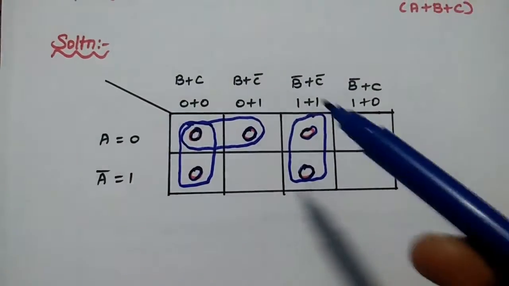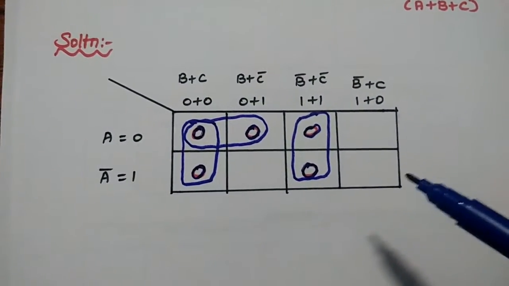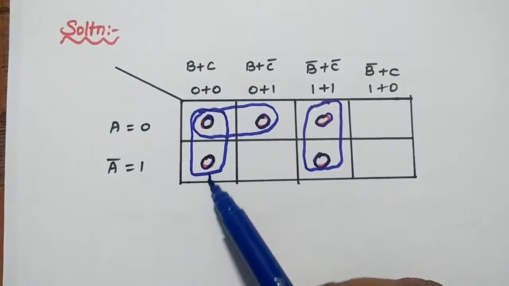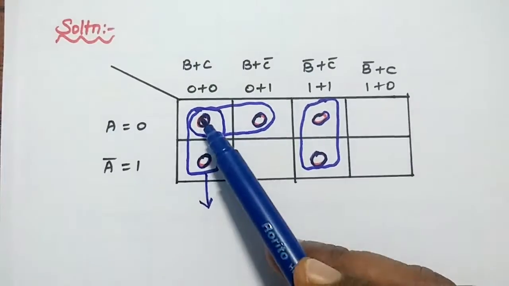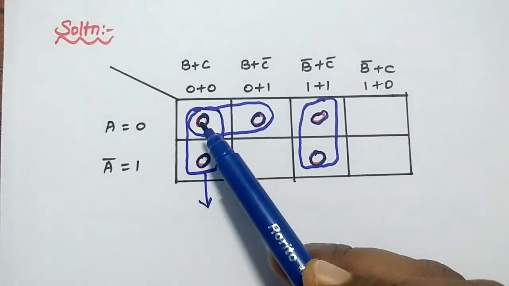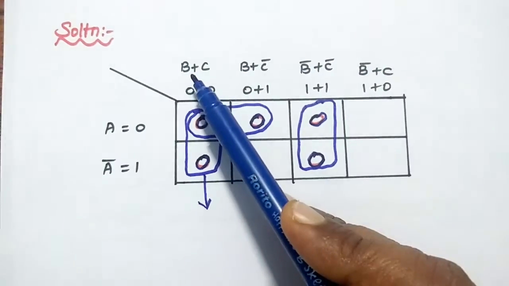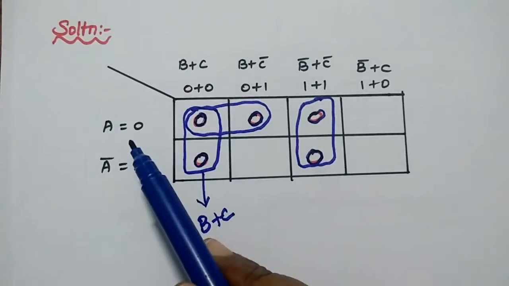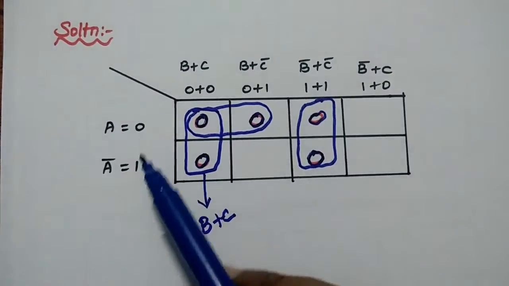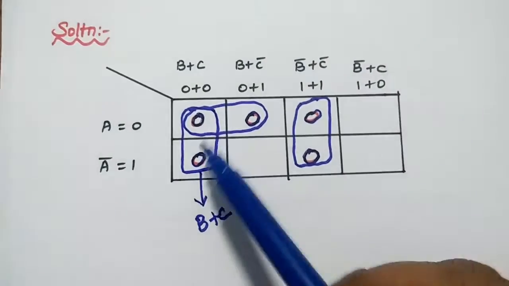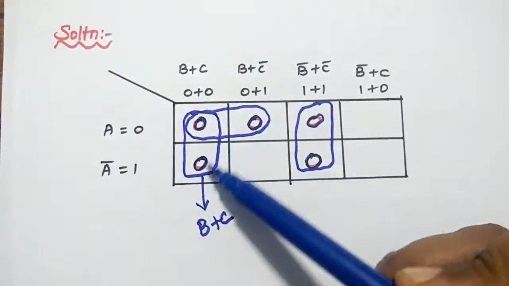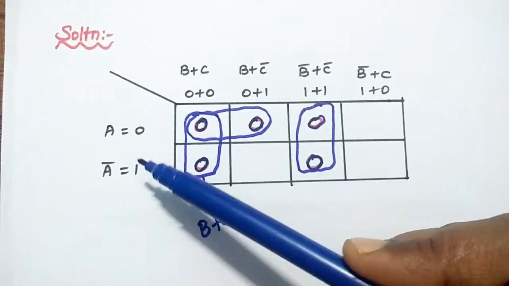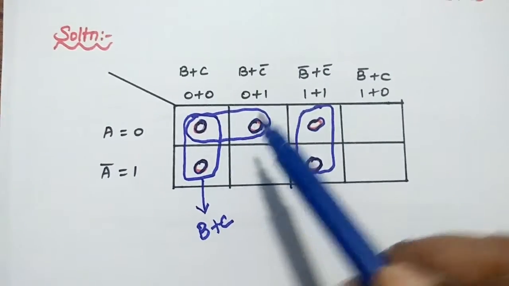Okay. So after grouping all the zeros in the K-map, we have to simplify the Boolean expression. So first we are going to take this group 0, 0. For these 2 zeros, what is the common value in this column? So here the B plus C. So we can write B plus C. Here it is A bar. So A bar means here it becomes 0. So leave it. We have to write down only the common term. For these 2 zeros, the common value is B plus C. Here it is A. For this it is A bar. So it is cancelled.